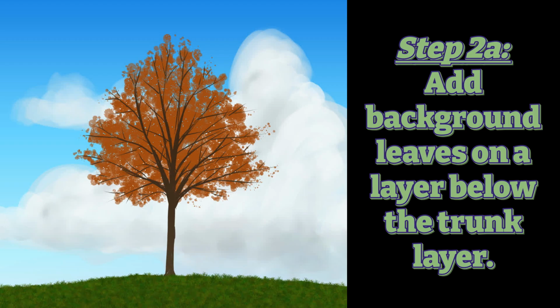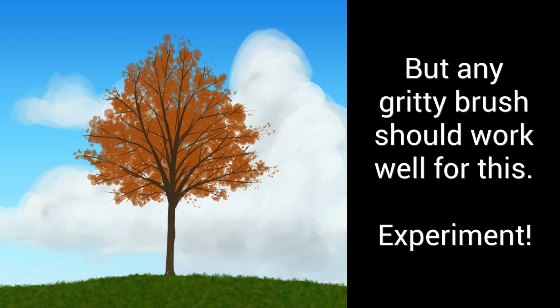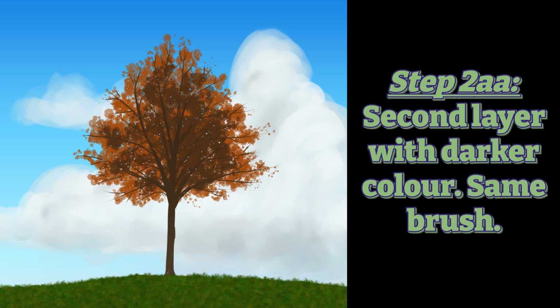Step 2A, I'll call it, leaves in the background. For this, I've been using this Archivist pen liner brush that I got from Josh over at Map Effects on YouTube. Go check it out if you like maps, but you could use really any sort of gritty brush with some texture. Part of the same step is adding a second layer that's a little bit darker, that will be sort of the interior leaves that don't see as much sun.